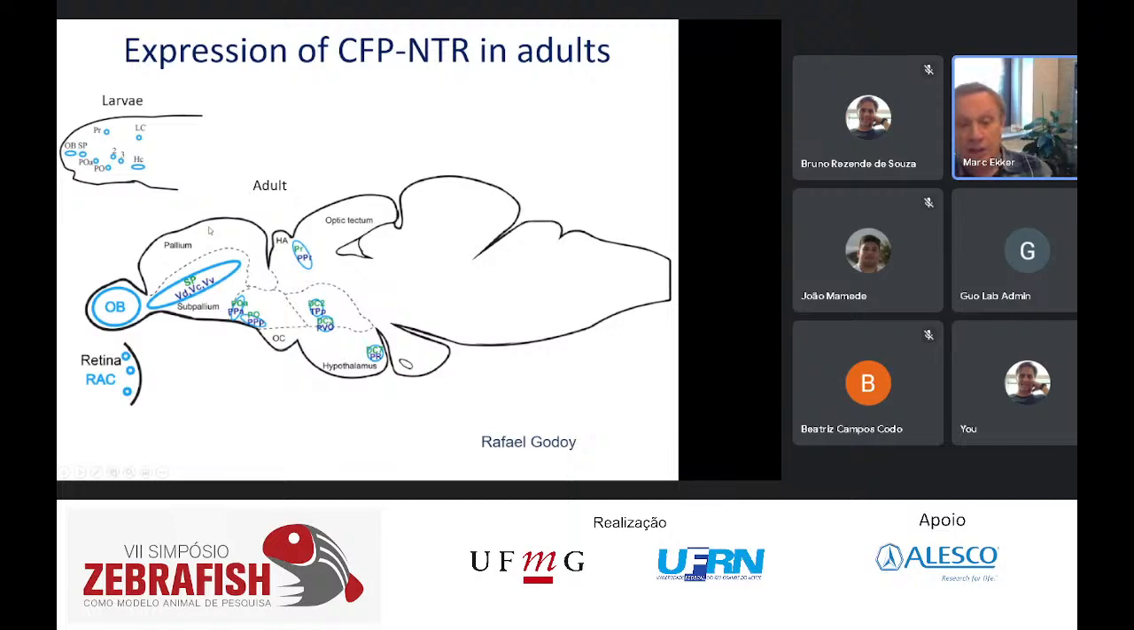But we saw that the CFP-NTR transgene is still expressed in various parts of the dopaminergic system in the adult zebrafish brain, and therefore we attempted to do chemogenetic ablation in the adults. And for this, what we've done is to administer the metronidazole directly into the fish water, just like what we had done for embryos and larvae. But I'll try to remember to comment on this later on.